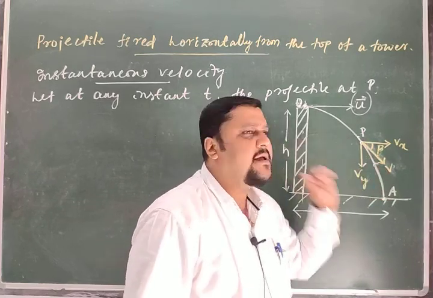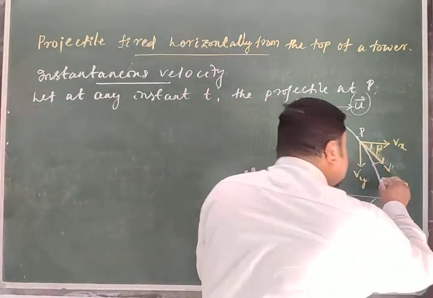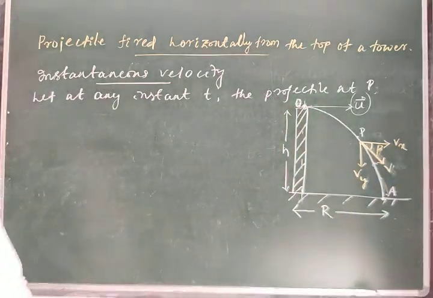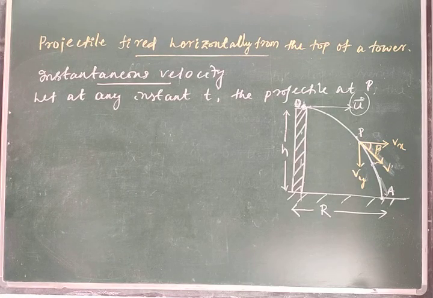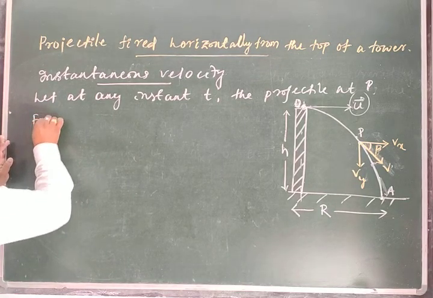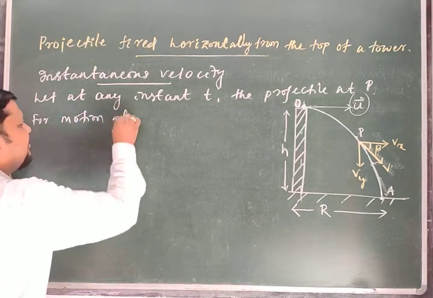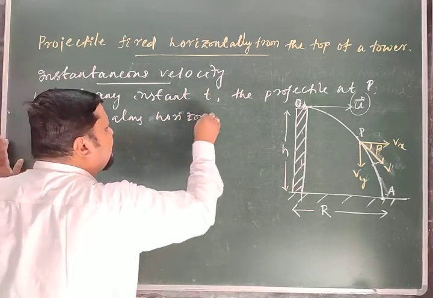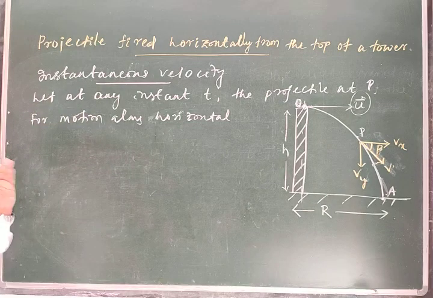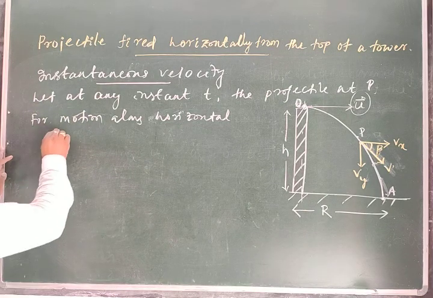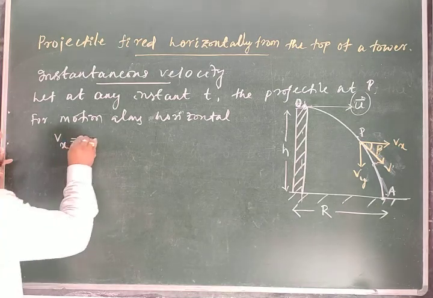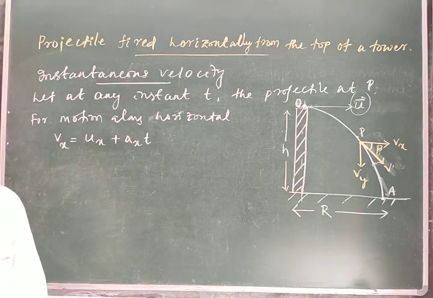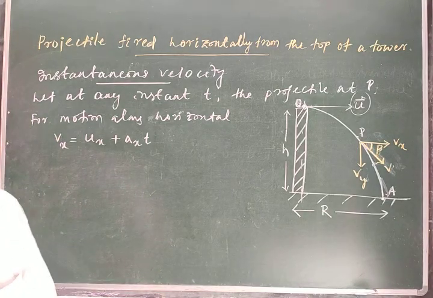V is always tangential to that point. If you take this point P here, then you will show this is the velocity v like this. This is tangential, so it has two components vx and vy. Now for this vx, the x component, for motion along the x-axis, or motion horizontally, the final velocity vx is equal to ux plus ax into t.